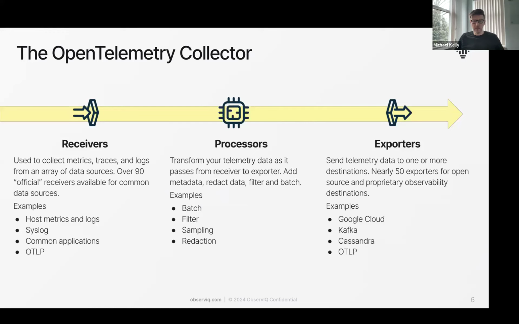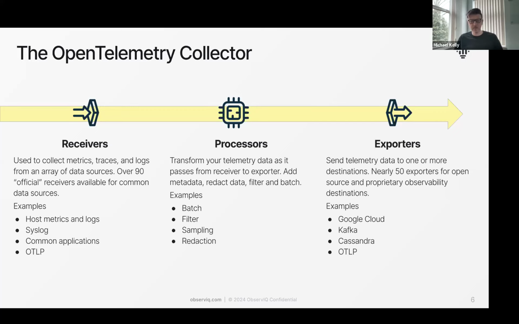When we think about the collector, the three core base components are receivers, processors, and exporters. There are more that we'll talk about, but receivers are components that are used to collect telemetry, whether it's metrics, traces, or logs. There are close to 100 receivers available that are part of OpenTelemetry, and many more developed by third parties or vendors. It's a way to get the telemetry in.